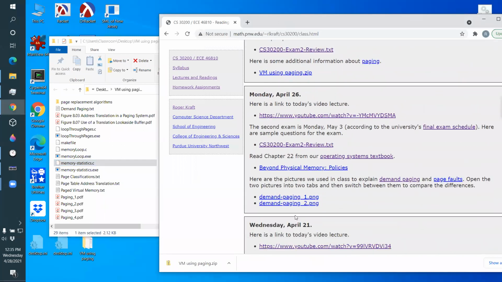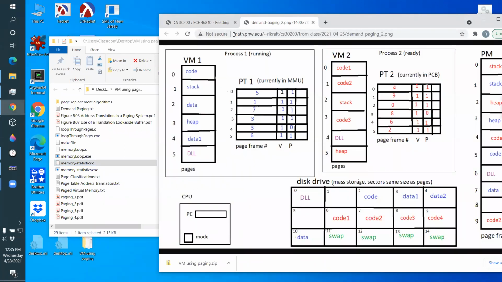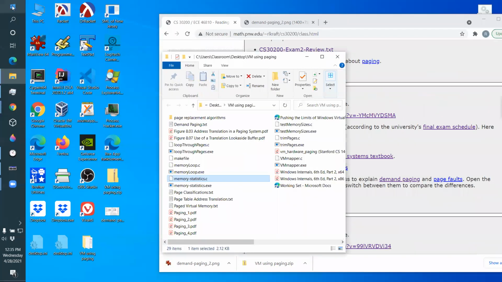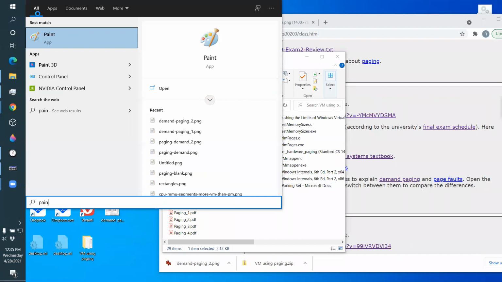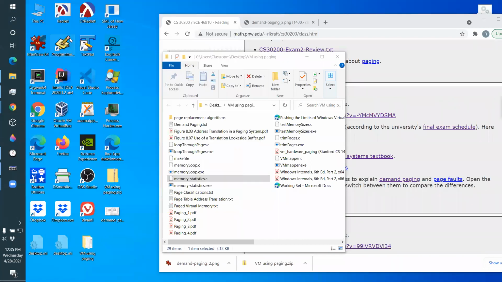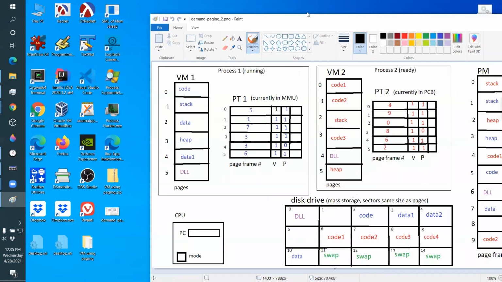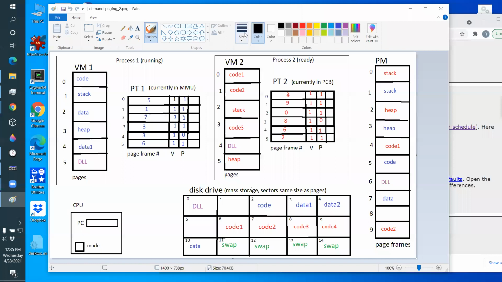I'm going to download that picture so I can edit it. Okay, and I'm going to open it in the editor. So this is where we were at. We were talking about demand paging. Remember, this represents two processes running in memory.